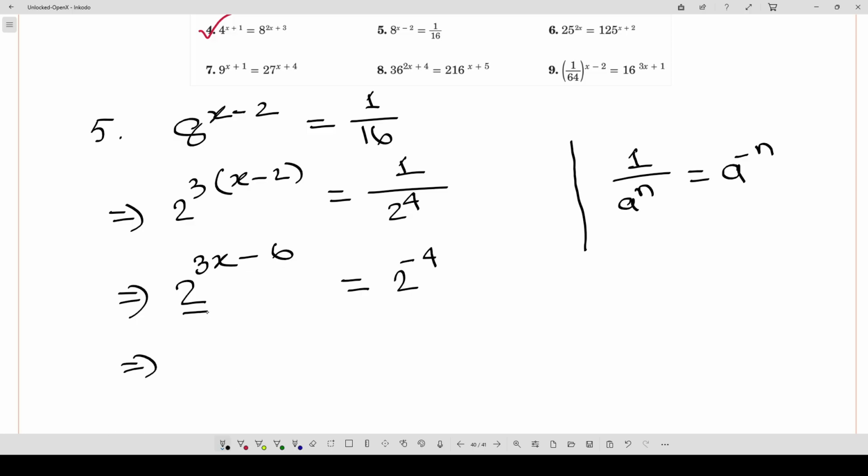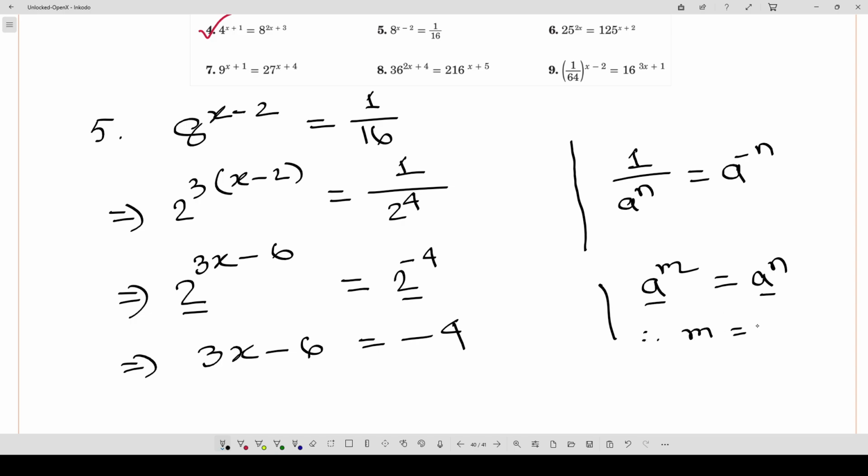Now look, the bases are the same, so the powers will be equal. So 3x minus 6 equals minus 4. How? Because we know once a to the power m equals a to the power n, the bases are the same, in this case the powers will be equal, meaning m equals n.